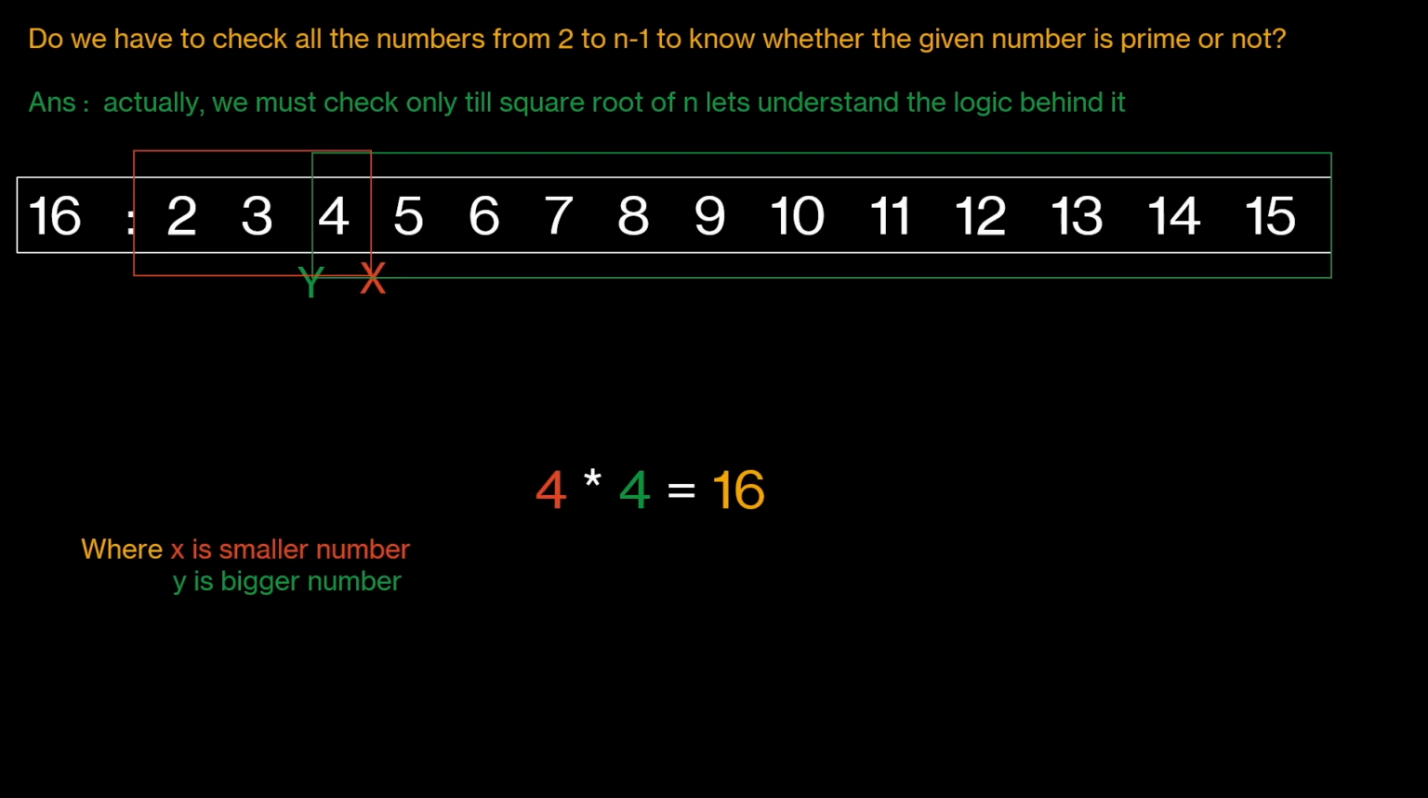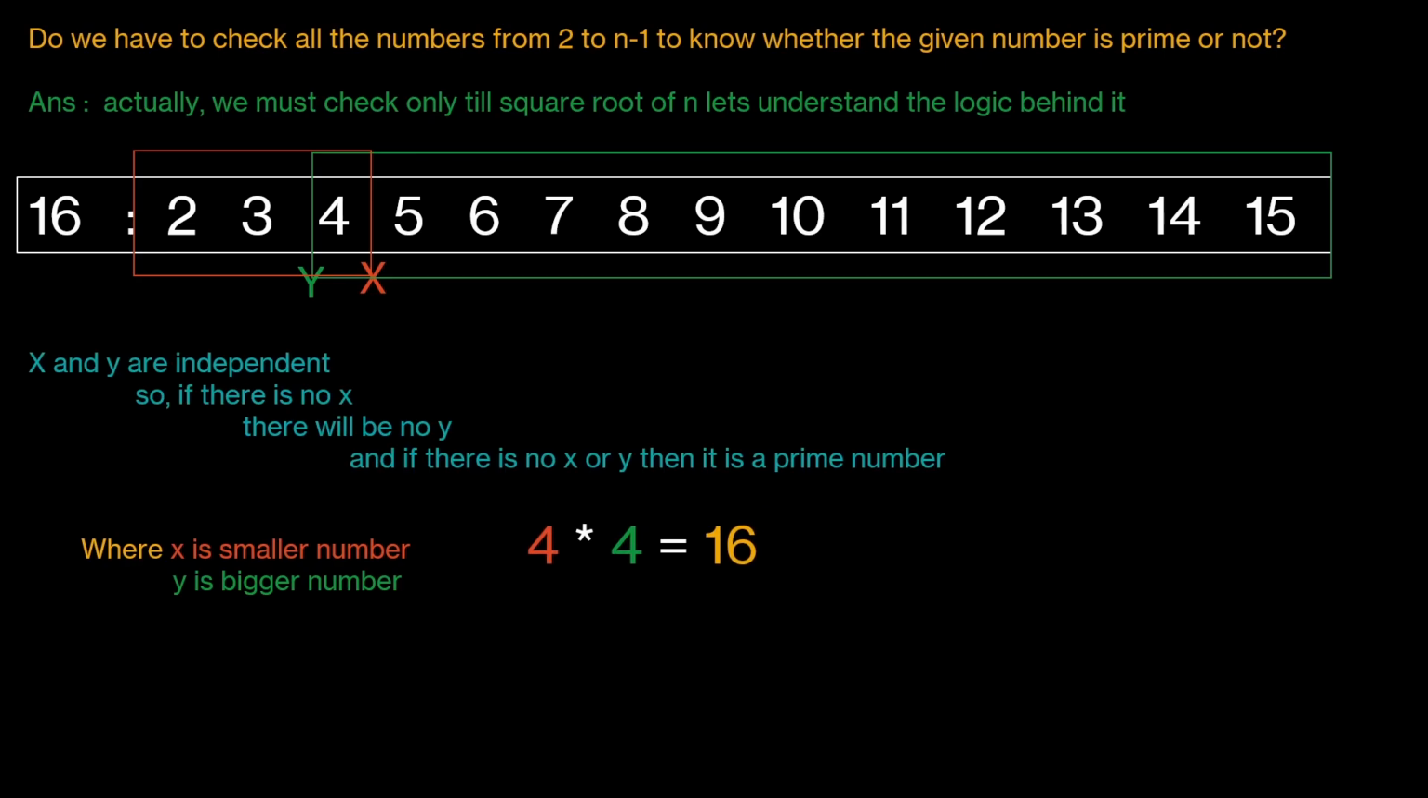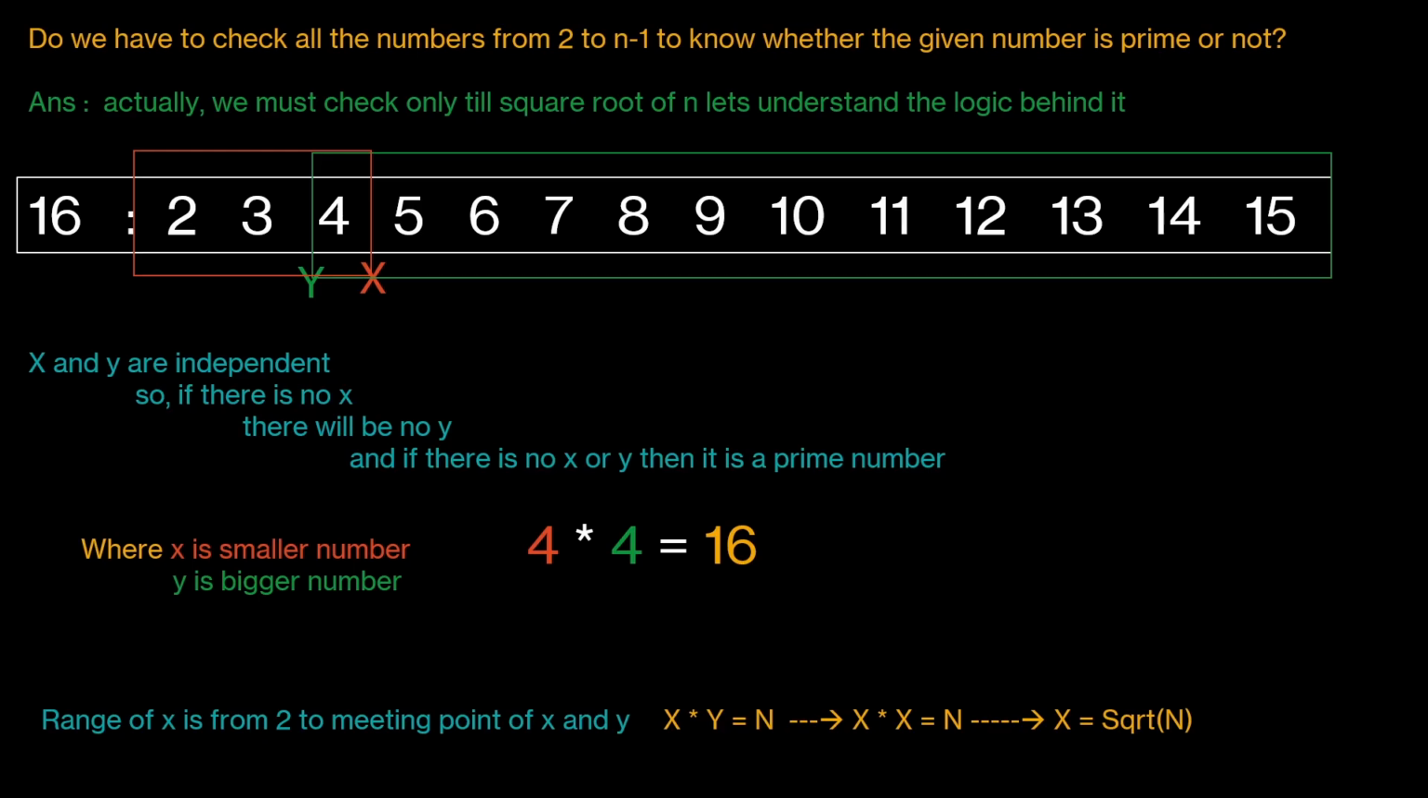Let us see why we need to check only till square root of n. See, when x and y are meeting, we should stop at that point. Okay, so x and y are dependent, so if there is no x, there will be no y, and if there is no x or y, then it is a prime number, right? There will be no divisors. So range of x is from 2 to meeting point of x and y. So if you see the red color line border, it is from 2 to the point where x and y meet.